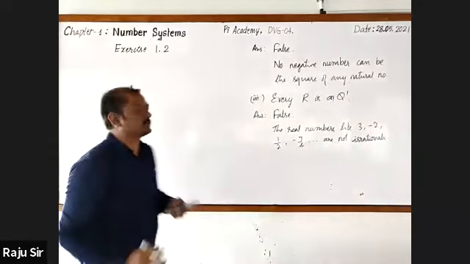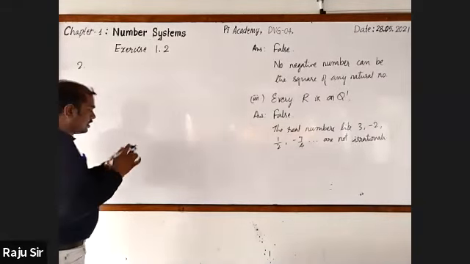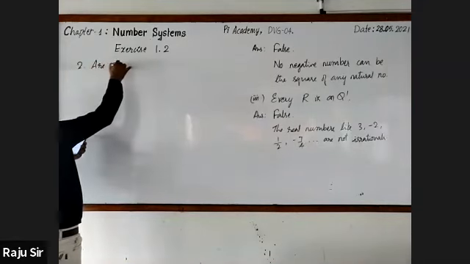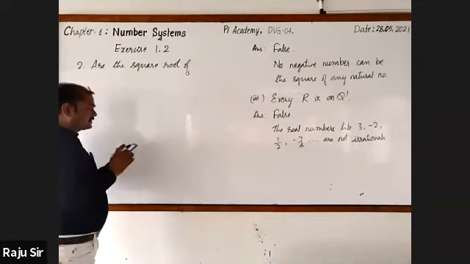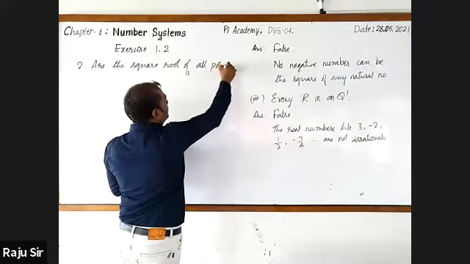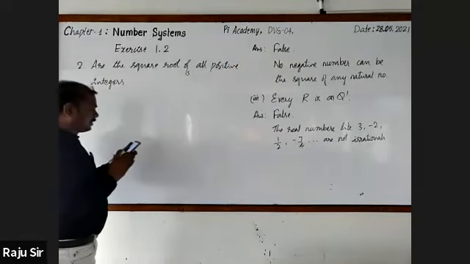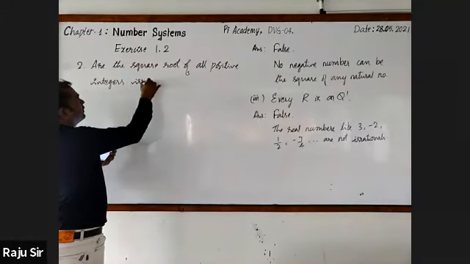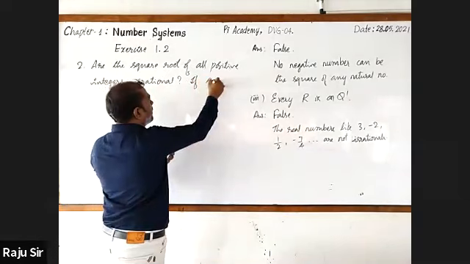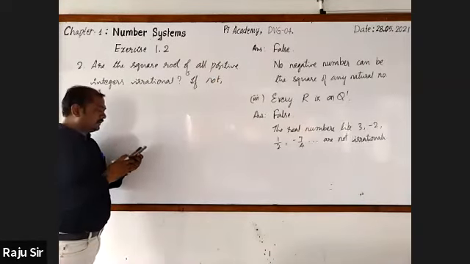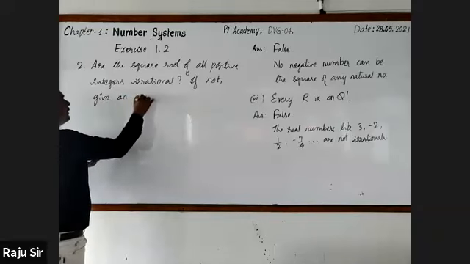Now, let's move on to the second one. Are the square root of all positive integers irrational? Put a question mark. If not, give an example of the square root of a number that is rational.